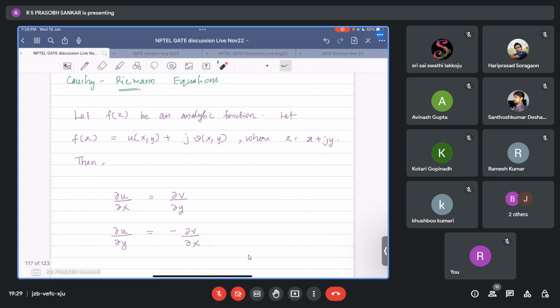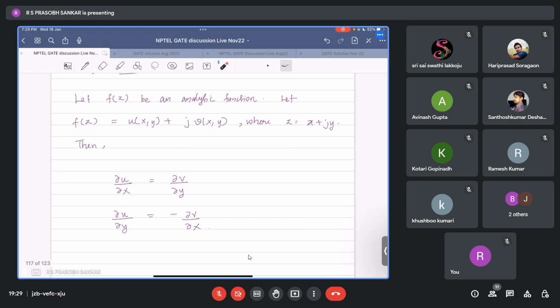So the theorem is like this: let f of z be an analytic function. Let f of z be u plus jv, that is, u of xy plus j times v of xy, where z is the complex variable x plus jy, and u and v are the real and imaginary parts of the function f of z respectively. If this is true, then these two partial differential equations hold. The partial derivative of the real part with respect to x is the same as the partial derivative of the imaginary part with respect to y. This is the first Cauchy-Riemann equation.